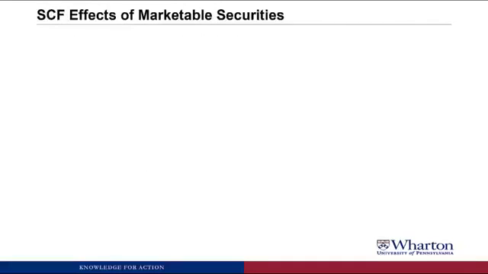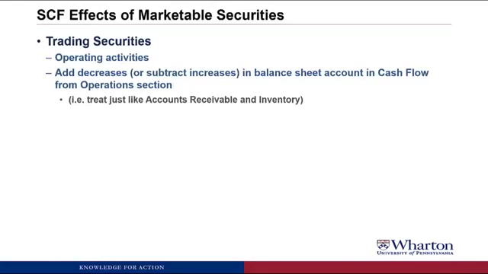So the last thing that I want to talk about is how these show up on the statement of cash flows. So if you decide to classify your investment as a trading security, then it's going to be considered an operating activity. It's going to be considered part of your core operations, which makes sense because most of the companies that choose this are financial institutions, and that's part of their business. So in that case, we're going to add decreases or subtract increases in the balance sheet account marketable securities in the cash from operations section.